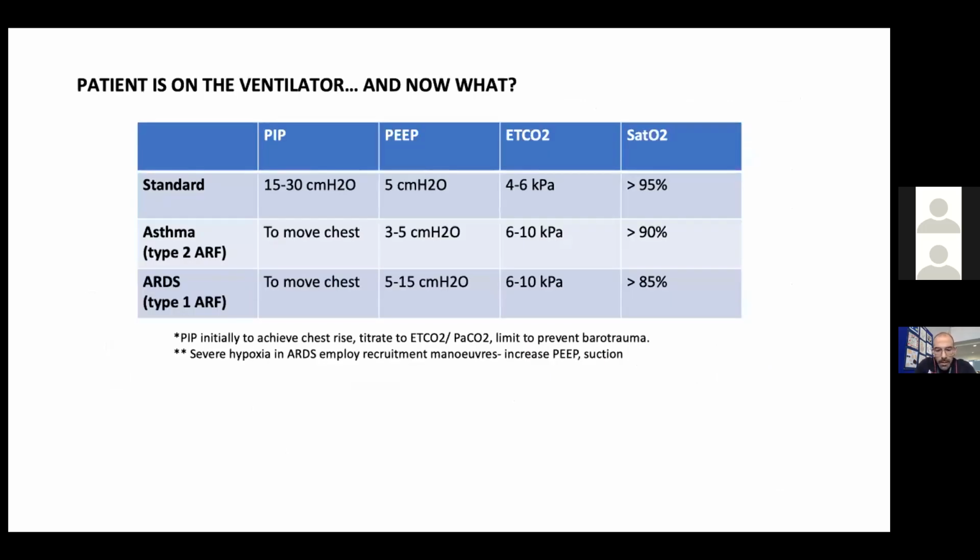So, as I said, depending on which condition we are ventilating, we will aim for different settings. For the standard patient, the one with no lung pathology or cardiac pathology, we will be aiming for inspiratory pressures 15 to 30, ideally less than 30. Ventilate always with a PEEP of 5 or above, if we need to, and we are aiming for an end-tidal CO2 of around 4 to 6 kilopascals and saturations above 95%, unless there is any contraindication for that.